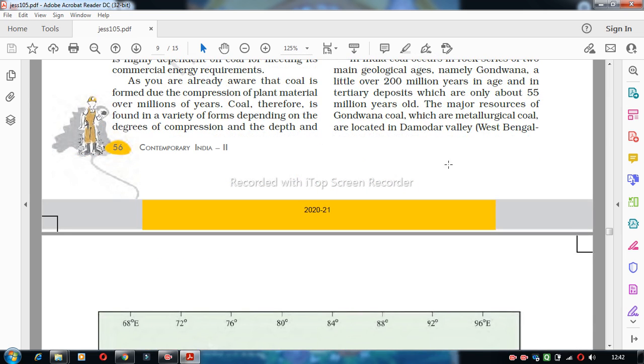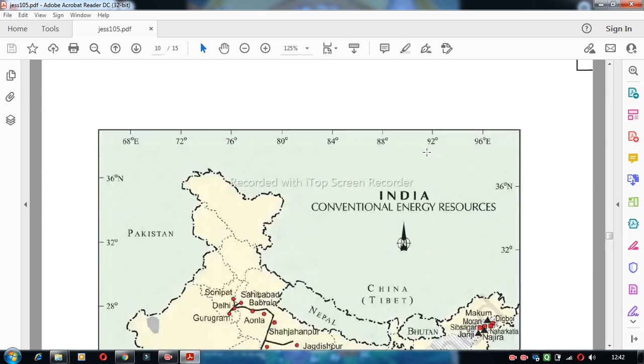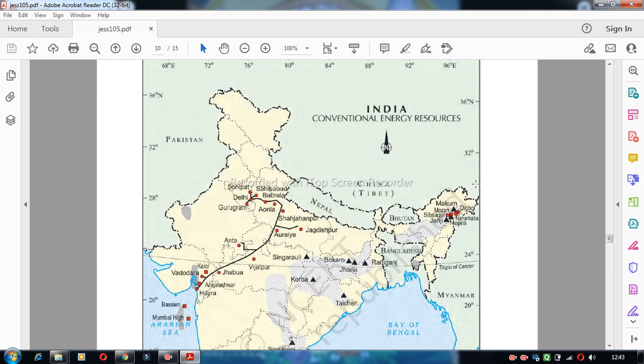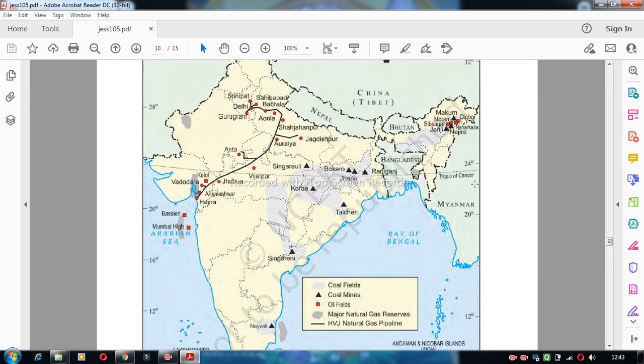And the deposits where they are, it is clear. Now straightaway moving to the map work to understand about the conventional energy resources. So in India we are having the coal fields, coal mines, oil fields, major natural gas reserves, and the last one is the HVJ natural gas pipeline. So here the rectangular box which is red in color is talking about the oil field. The black triangle is talking about the coal mine.